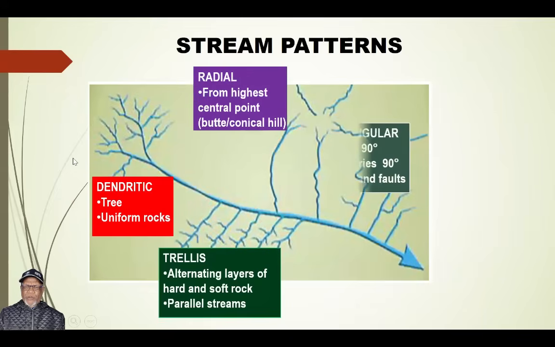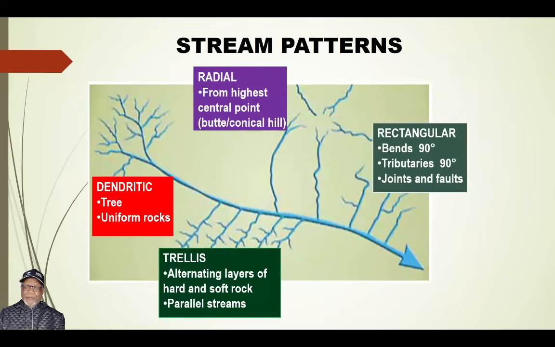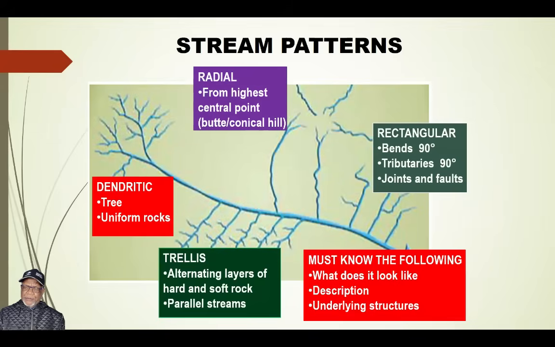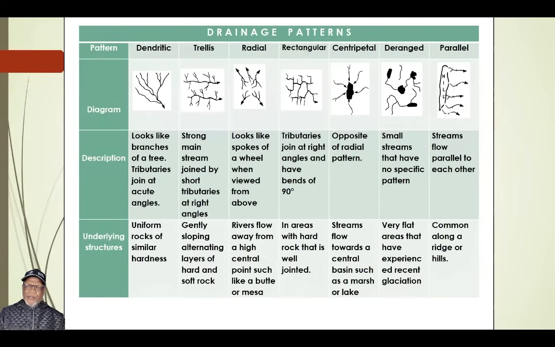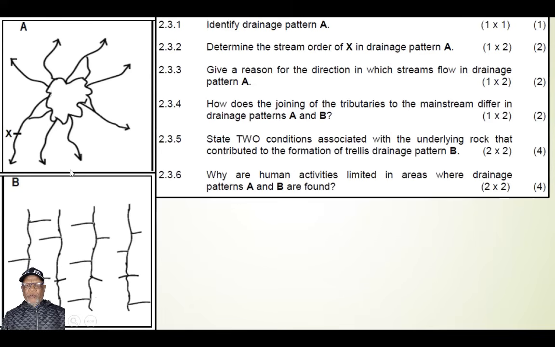Then we have stream patterns. We have studied different patterns. So we have the dendritic pattern. You must be able to describe it and tell what the underlying rock is. Now let's look at the dendritic pattern. We have trellis pattern, radial pattern, rectangular pattern, centripetal, deranged, and parallel. So we have different types of drainage patterns. Let's look at a few activities on drainage patterns.